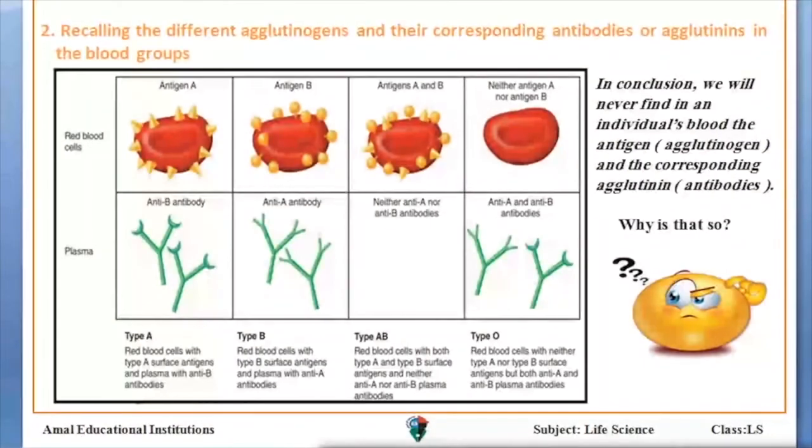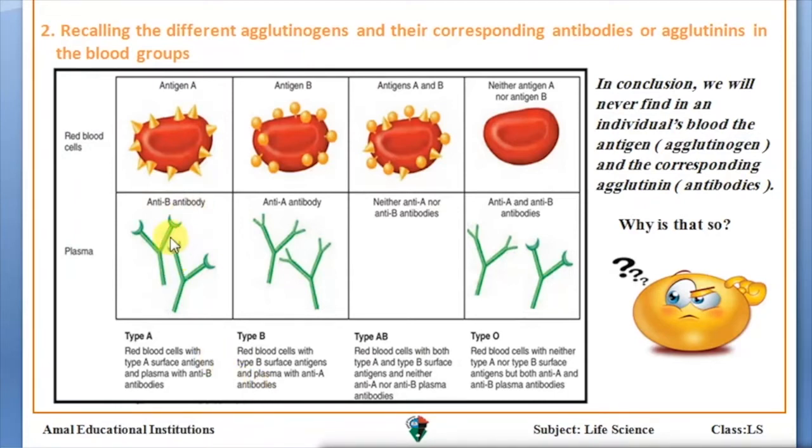Let us discuss the different agglutinogens and their corresponding antibodies and the blood groups. As you know, we have 4 different blood groups, which are Group A, that is type A, B, AB, and O. In Group A, the red blood cells are going to show the marker here, which is antigen A. Note the structure of this marker. In the plasma, we're going to find the antibodies.